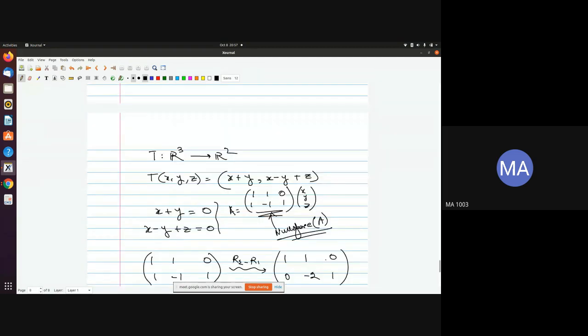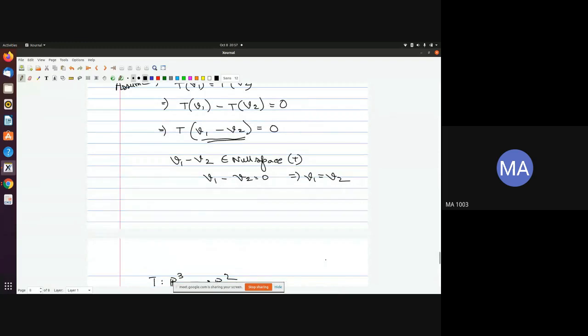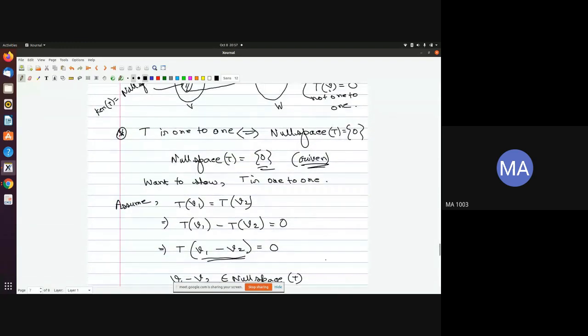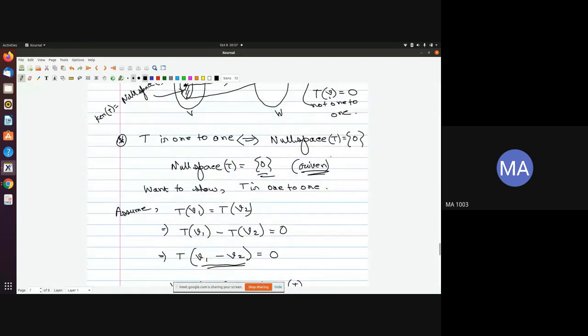Understood this type of definition? Now go back to the place where I have written that T is 1 to 1 means the null space must be 0. What does it mean? What is the nullity of it? 0, because the null space is zero. So T is 1 to 1 if and only if nullity is 0. If nullity is non-zero, then T is not 1 to 1.